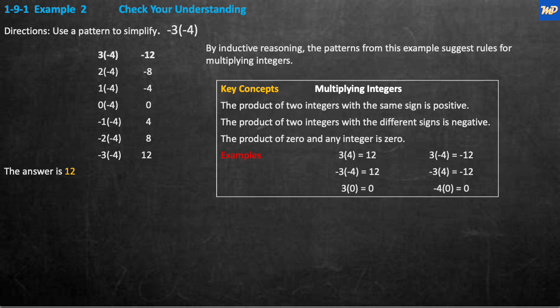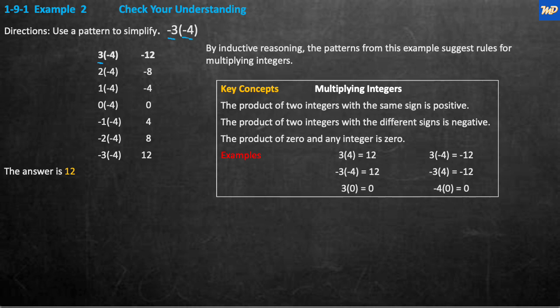Okay, for example 2, under check your understanding, we're going to use a pattern to simplify here. We're going to do a negative times a negative. In order to do that, we're going to start off on the previous slide where we used a positive 3 times the negative 4. The question is negative 3 times negative 4. We're going to start with a positive, and we're going to look at the pattern.